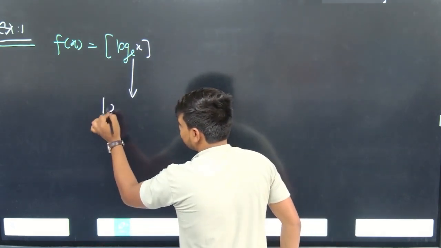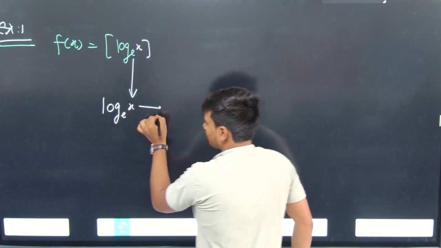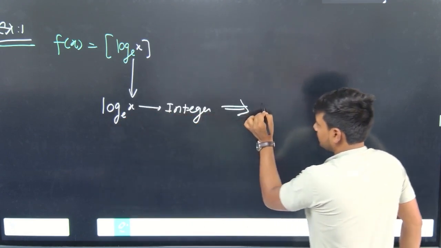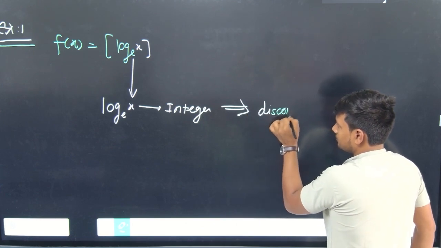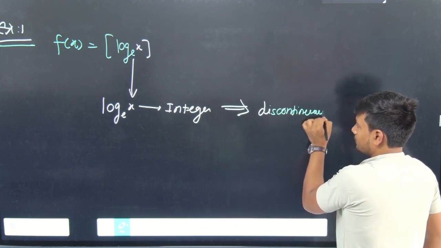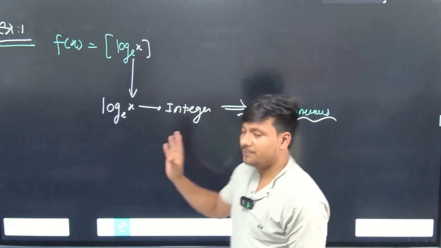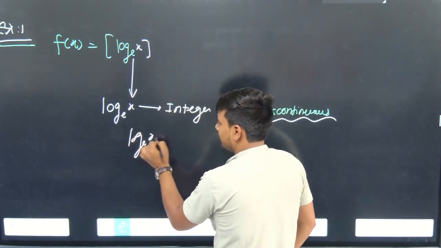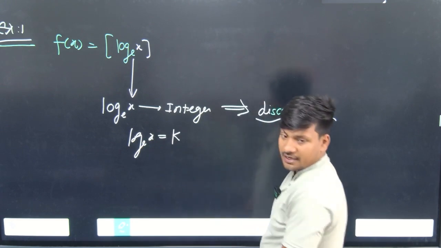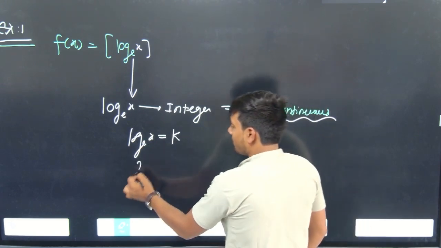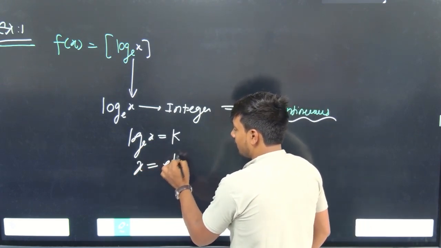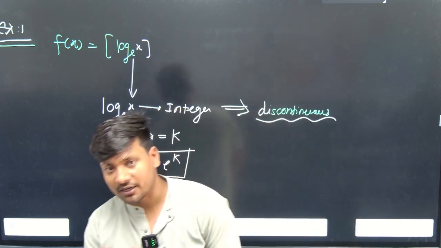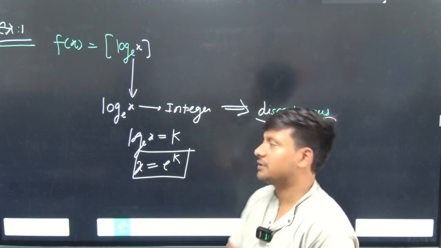So we can write that log x is an integer, this will imply that the function will be discontinuous. Now for simplicity, suppose log x is any integer, that is k. So clearly from the property of log, x will be e to the power k. So whenever we have a value like e to the power k, the function will be discontinuous at that point.